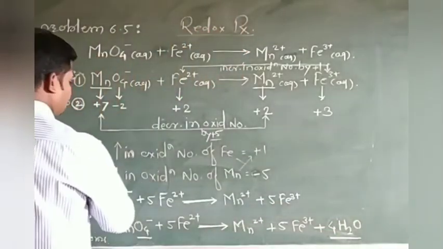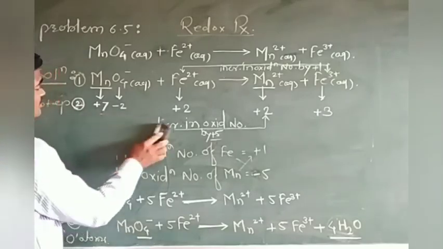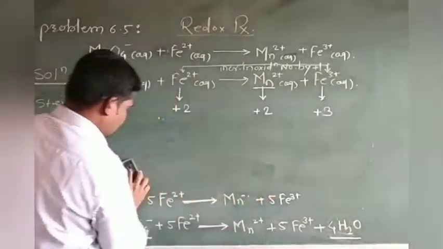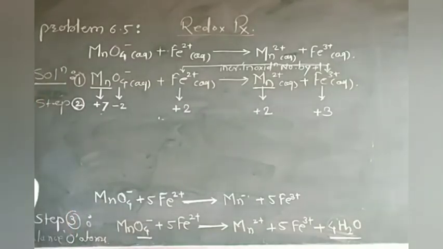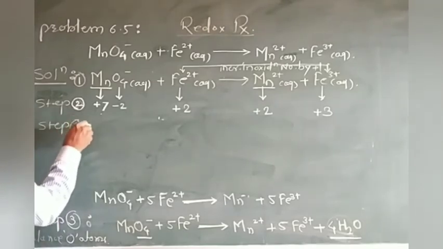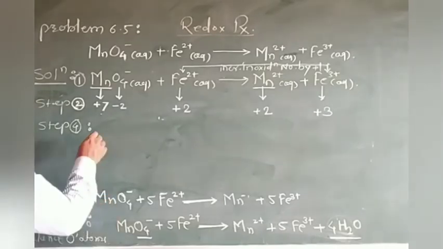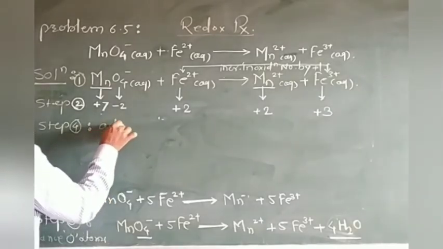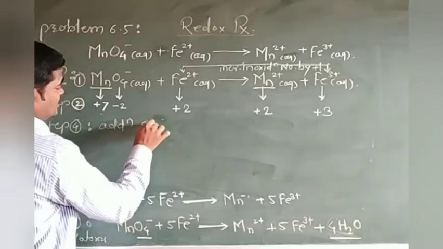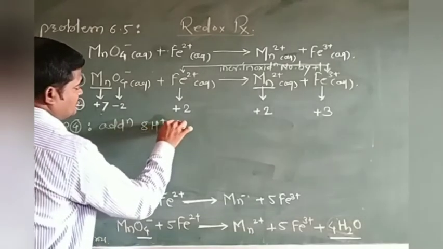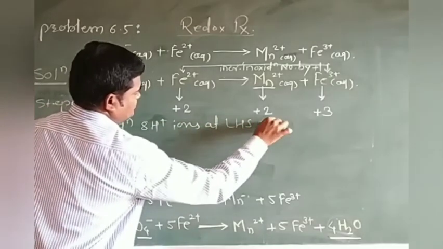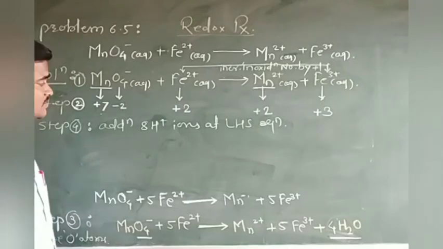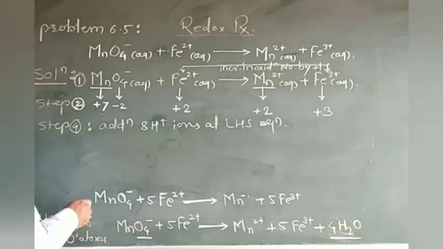So for that, I will make some space here to write step number 4. So what you have to do here, you have to move to step 4. Step 4. What we did in this step, we have added 8H plus ions at left hand side of the equation. Why are we adding this? Because to balance the given redox reaction.